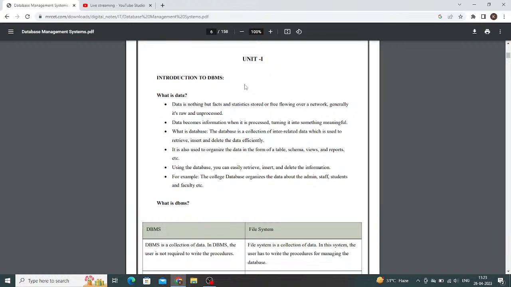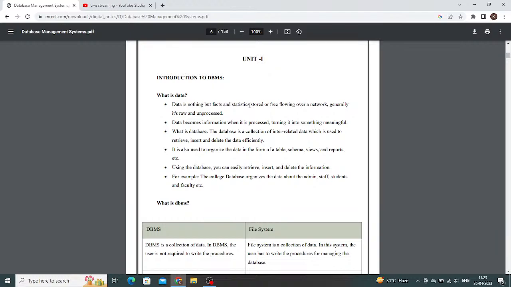For example, a college database organizes the data about the admin staff, students, and faculty, like the students present in your college: roll number, address, and their marks. So these are the data we keep in tabular form, and this is an efficient and very convenient method to easily read all the data from the database.